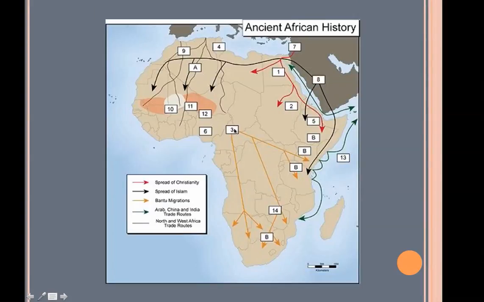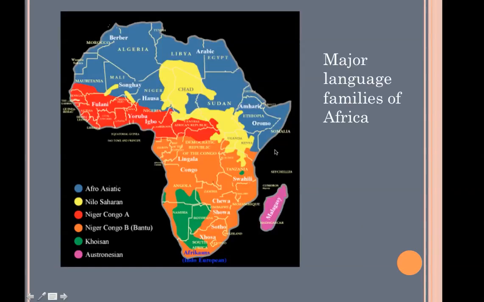We can see these kinds of interconnections if we look at the history of spread of religion, for instance. So this map shows you the spread of Christianity in red and the spread of Islam in black. There were Christians in East Africa before there were Christians in Scandinavia, in Europe. And some did maintain the religion up until the modern era. Islam came later, but did spread across the Sahara Desert and via the Red Sea world.